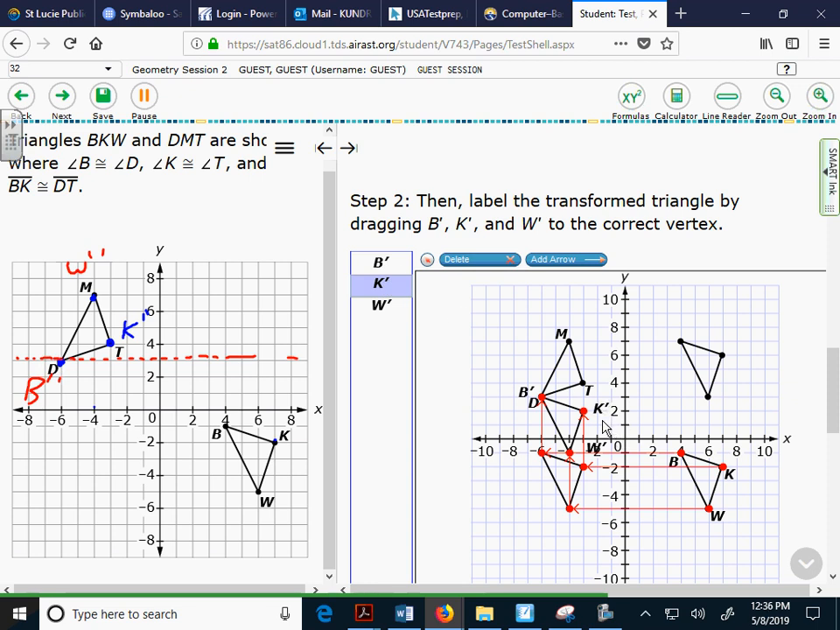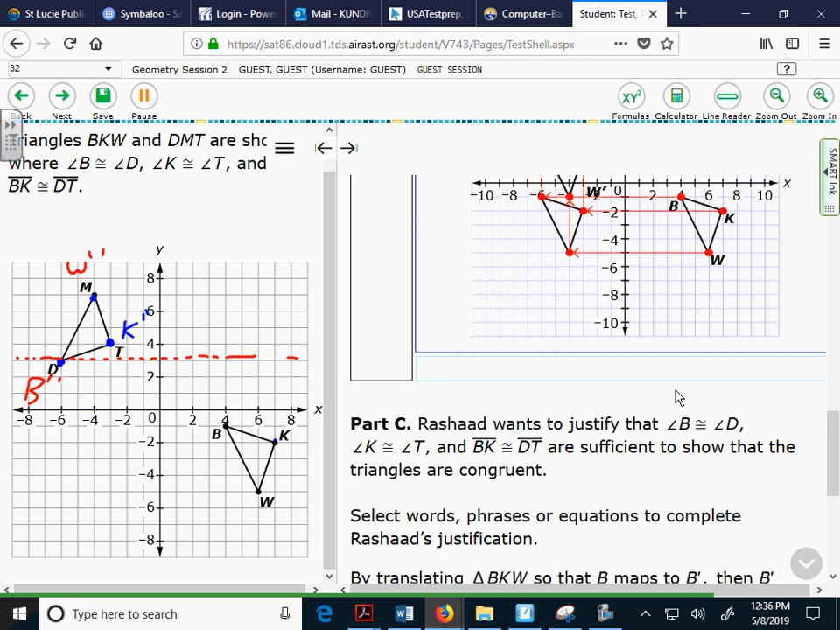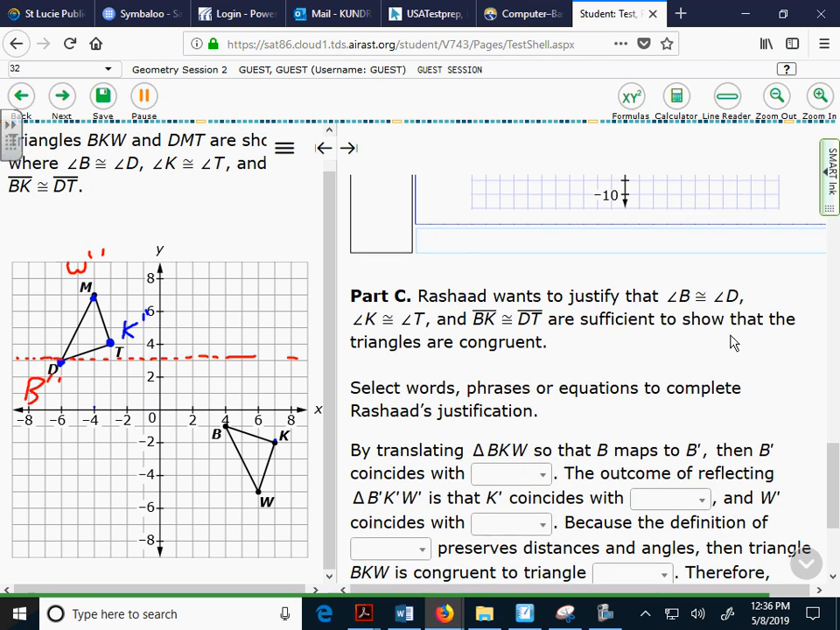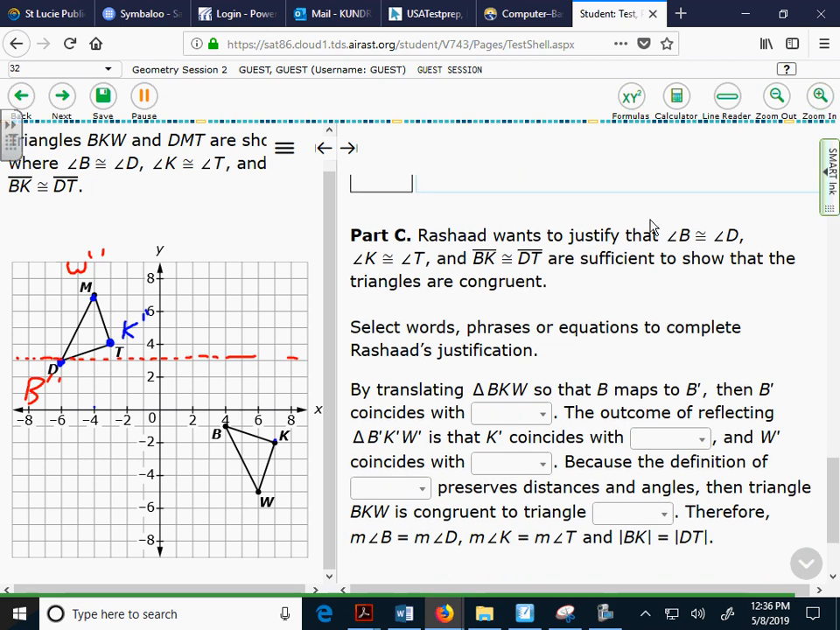K prime. And we're done. Do you guys have any questions about that? Notice how they added some random triangle over here. Be careful with that. All right, now it says he wants to justify, okay, this is the reading part.